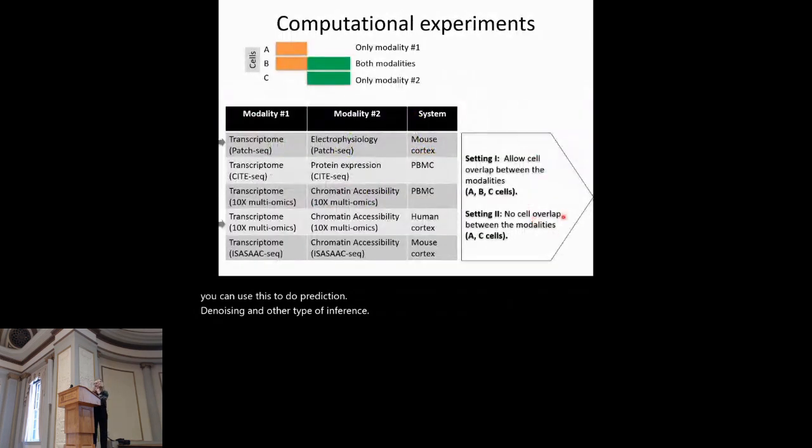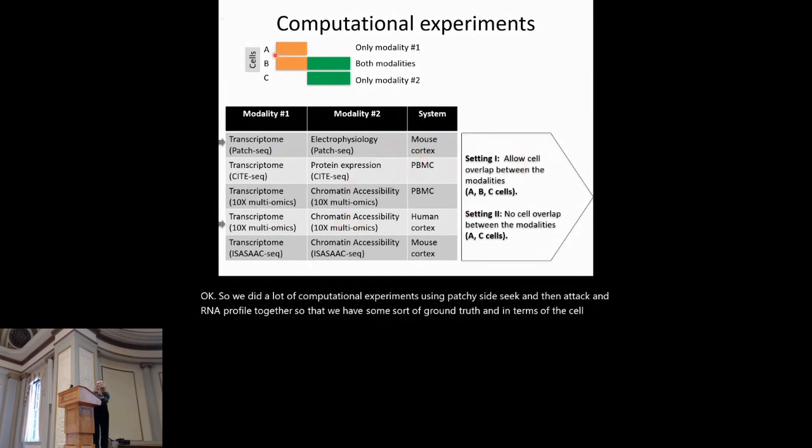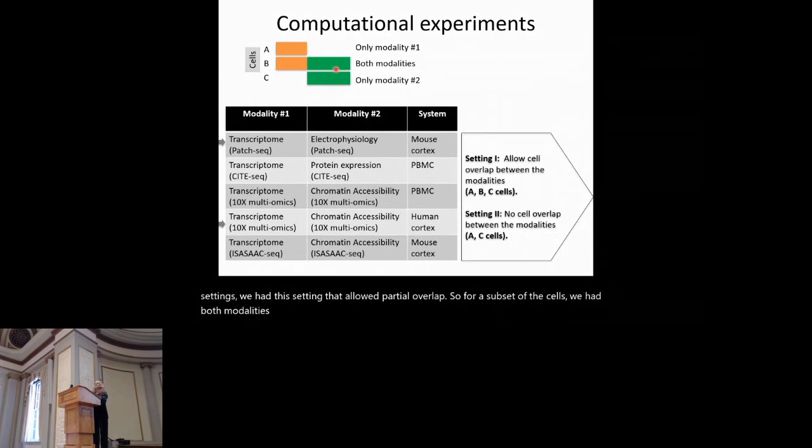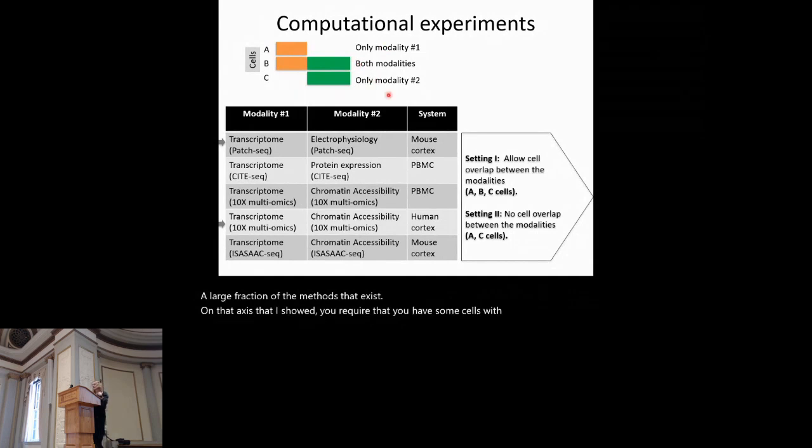Okay, so we did a lot of computational experiments using patch-seq, site-seq, and then ATAC and RNA profiled together so that we have some sort of ground truth. And in terms of the cell settings, we had this setting that allowed partial overlap. So for a subset of the cells, we had both modalities measured, and this is mostly because a large fraction of the methods that exist on that axis that I showed you require that you have some cells with both modalities. And then also looked at a setting where there is no overlap between the modalities.